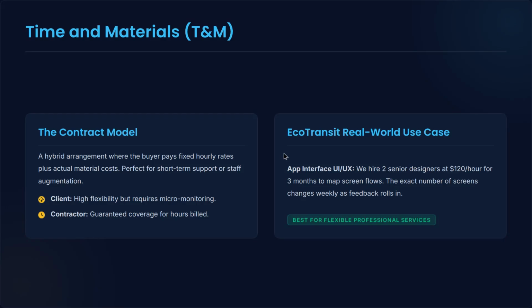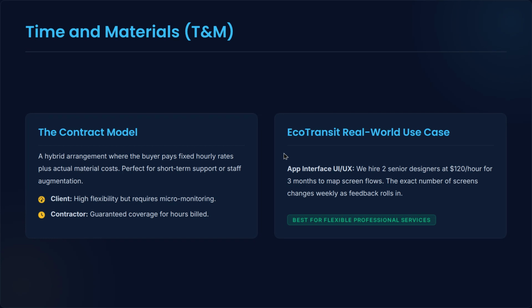Now, the contractor perspective: steady cash flow. Every single hour your engineers or designers spend working is fully paid. In Project EcoTransit, we need world-class UI/UX designers to build our mobile app interface because we want to iterate quickly based on user feedback.